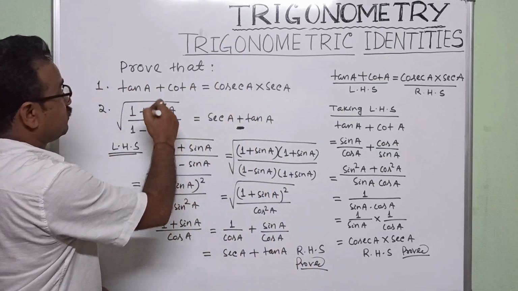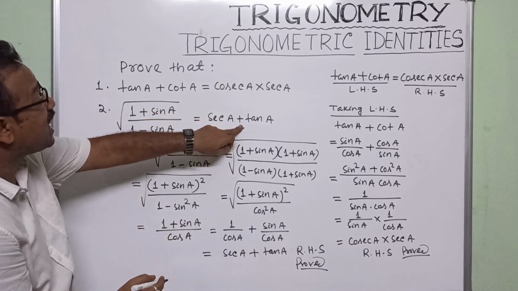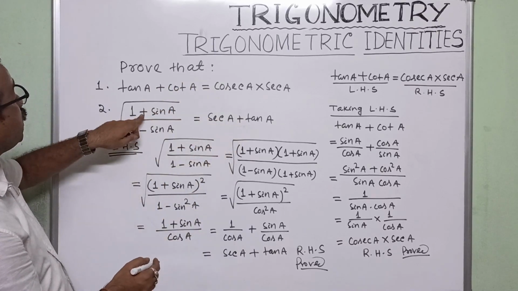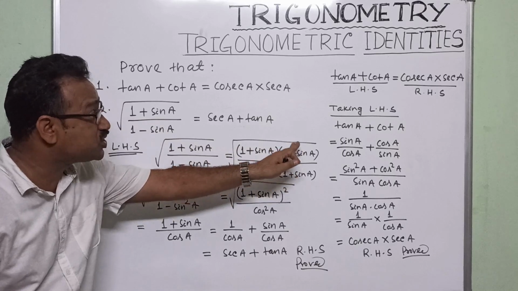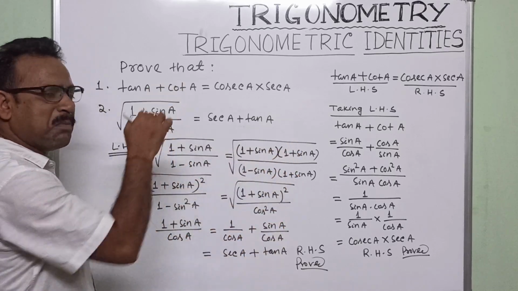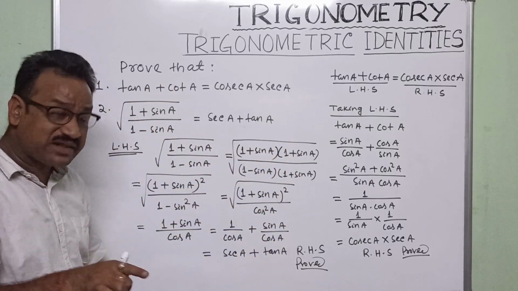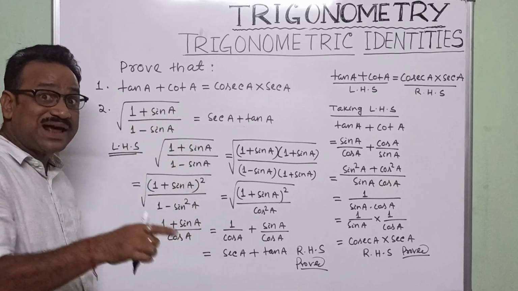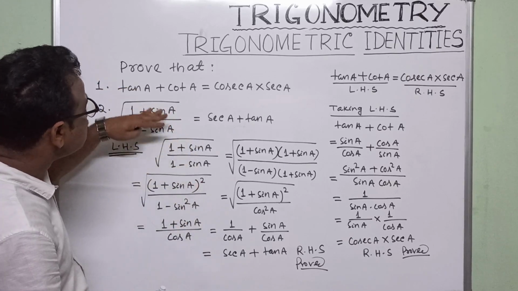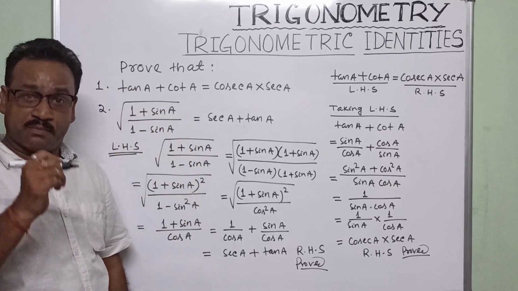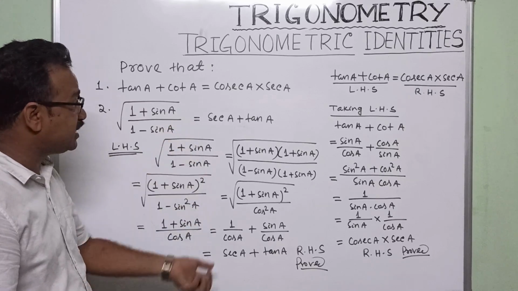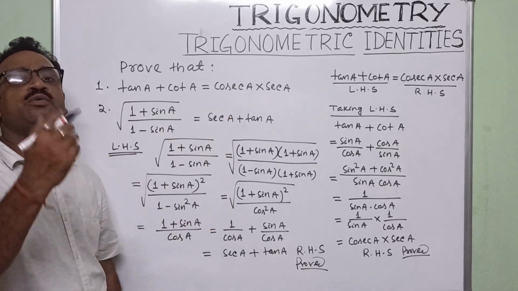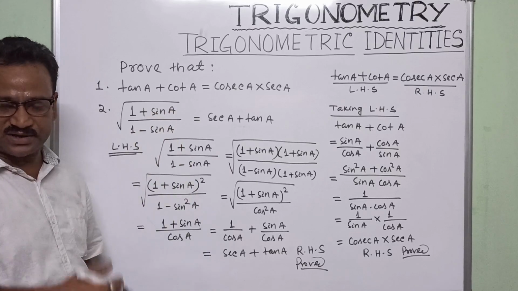So keep it in mind, plus sign is there, so we have to multiply plus in both numerator and denominator. If minus sign is there, then you multiply minus. These types of questions are coming in the board examinations. So keep it in mind. Now practice. Now we move to the next examples.